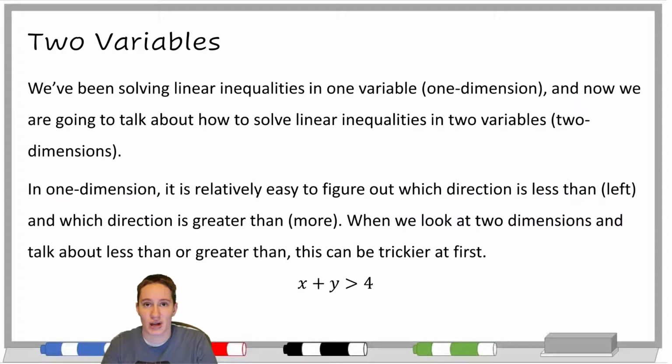And so just to point this out, we've been dealing with one variable and one dimension. So we've only been concerning ourselves with left and right on a number line, but now we're going to be talking about two variables, which means two dimensions. So we'll have a left and a right and an up and a down. So all of a sudden, what was relatively easy to figure out, left and right being less than and greater than, now we've got to come up with how do we say less than or greater than when we have more directions? And so that's going to be probably part of the trickiness of these types of problems.